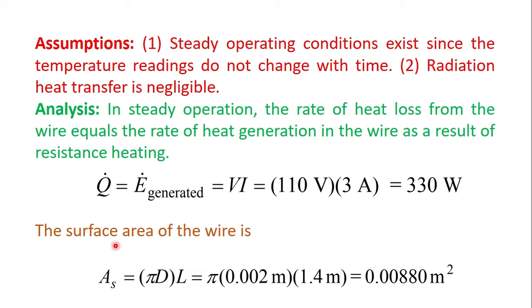The next thing is you have to determine the surface area of the wire. The diameter as well as the length of the wire is given in the question statement, and after converting all the given units into meters, the surface area of the wire is pi D L. After putting in all the values, you will get the surface area of the wire as 0.00880 meter square.